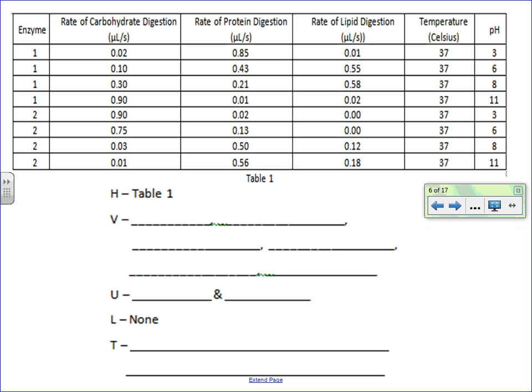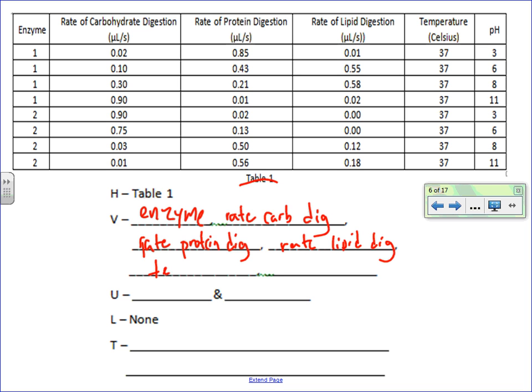H is already filled in for us. Heading, table 1. Let's go through the variables. What are our variables in this case? They're enzymes, rate of carbohydrate digestion, rate of protein digestion, rate of lipid digestion, and temperature, last but not least, pH. Boom. Outstanding. All right, a bunch of different things getting digested, some enzymes, temperature, pH, boom.